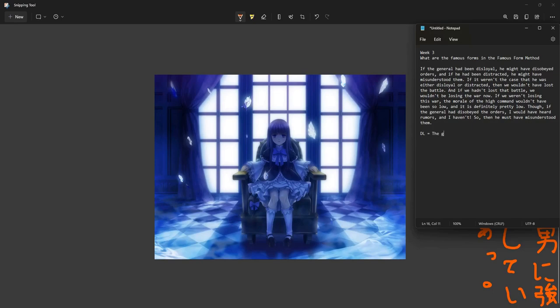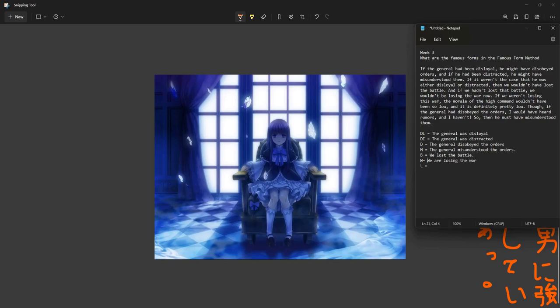DL is equal to, the general was disloyal. DI is, the general was distracted. D would be, the general disobeyed the orders. M would be, the general misunderstood the orders. B would be, we lost the battle. W would be, we are losing the war.